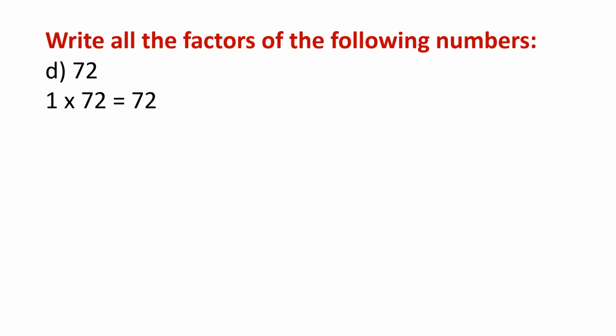Then we take the next natural number 2. Is 72 completely divisible by 2? Yes, because the last digit is 2. So divide 72 by 2, we get 36. So 72 can be written as 2 multiplied by 36 is equal to 72.